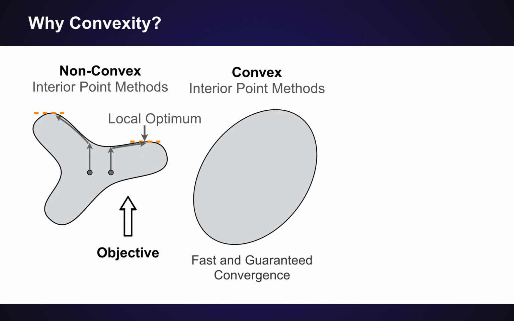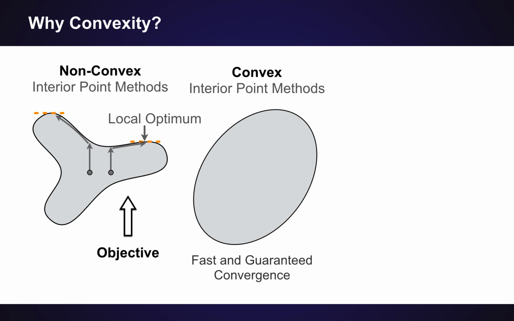So the next question is, why do we care about convexity amongst all these different types of relaxations that we could possibly have? The main motivation here is that convexity ensures that interior point methods and other solution methods are fast and they have guaranteed convergence properties.